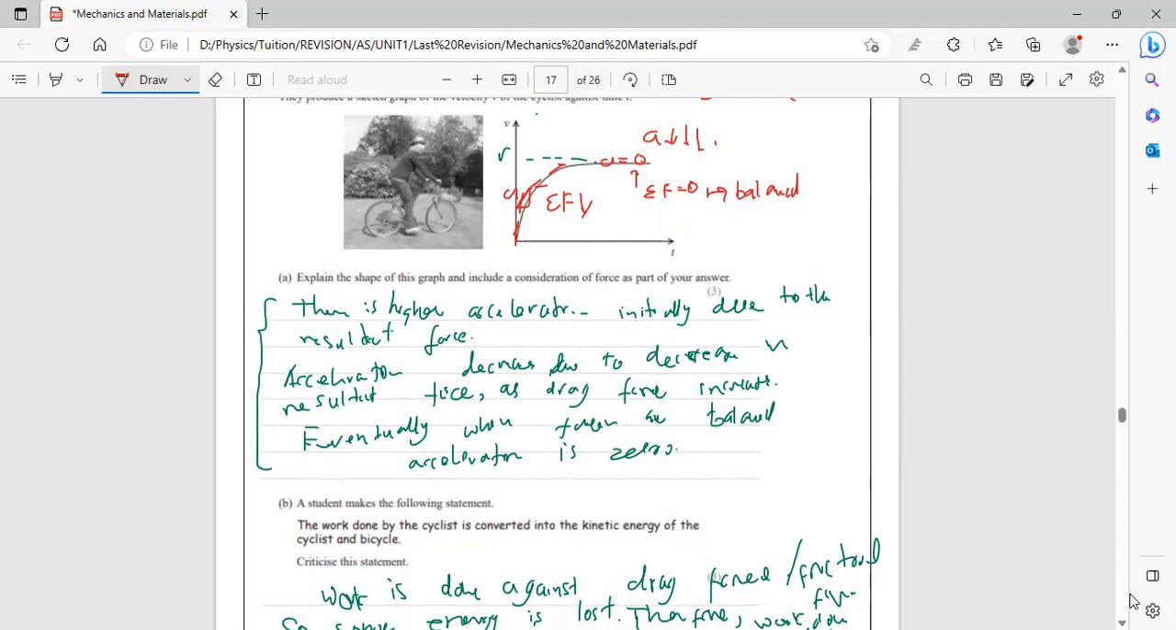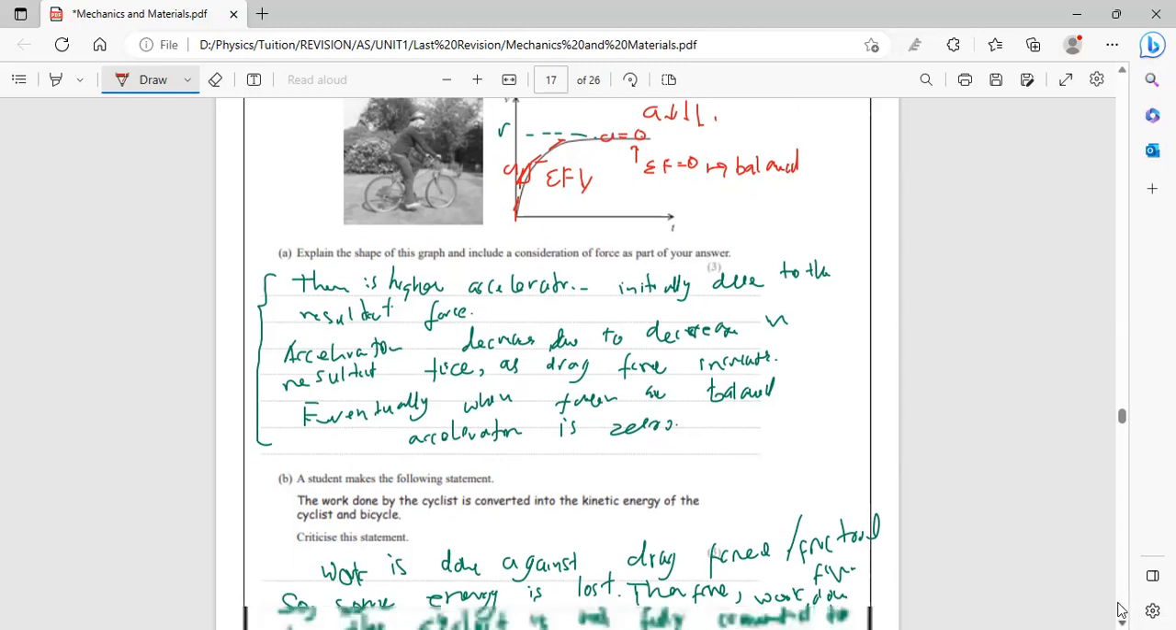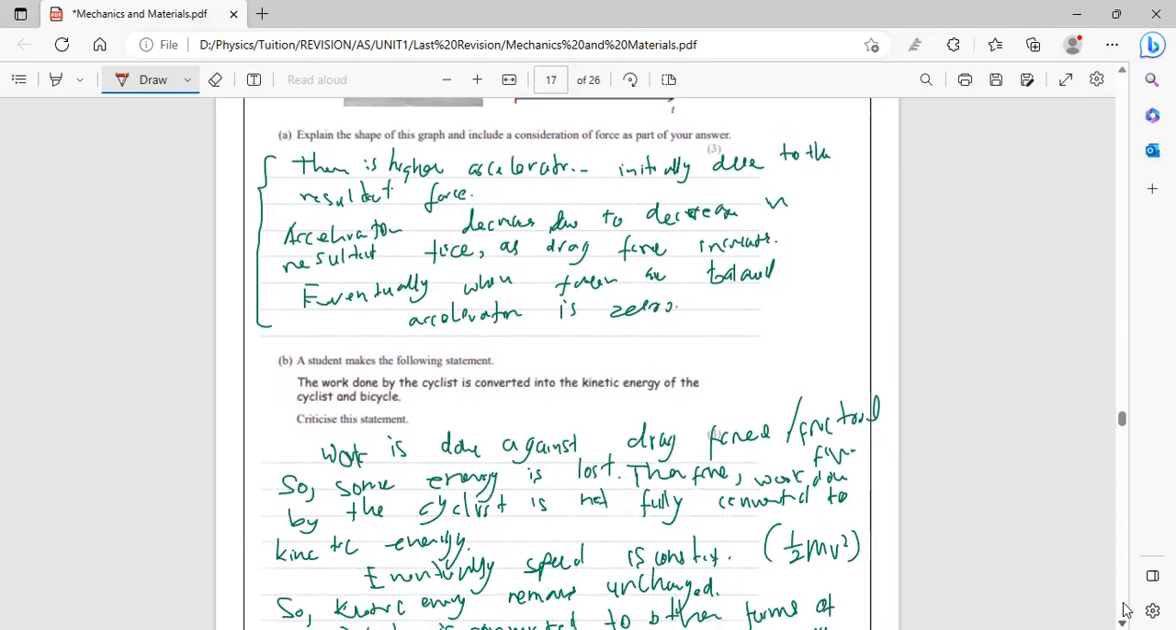As per the graph, we already discussed drag force, right? If there is drag force, it opposes the motion. So the cyclist has to do some work against the drag force. So some work is utilized to overcome the drag force anyway, right? So the work is done against the drag force, or the frictional forces. So some energy is lost or utilized to do work against the resistive forces.